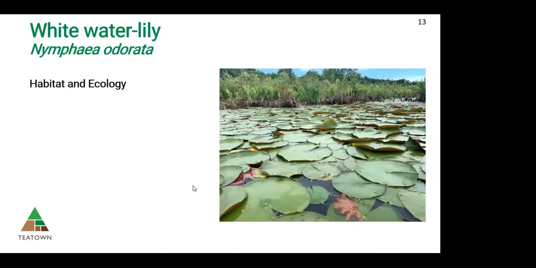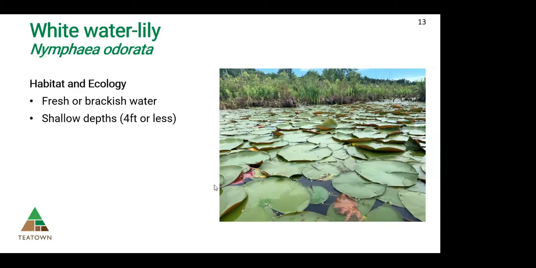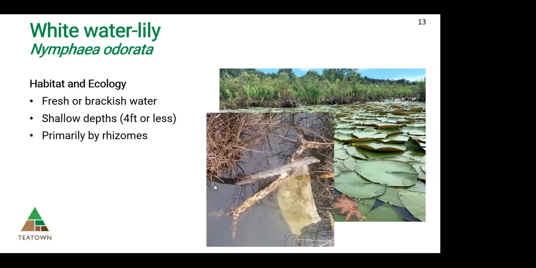All right, another very common one here in this region that becomes a problem really quickly is white water lily. So again, it likes fresh or brackish water. And this is one that's going to hug the shoreline, usually 4 feet or less. Teatown Lake is covered with white water lily in addition to coontail, and that's because most of the lake is 4 feet or less. It grows primarily by rhizomes.